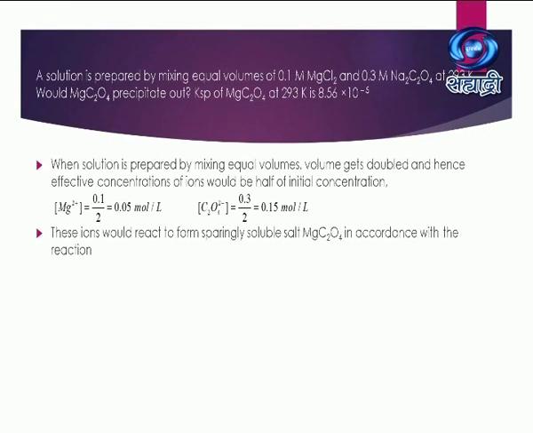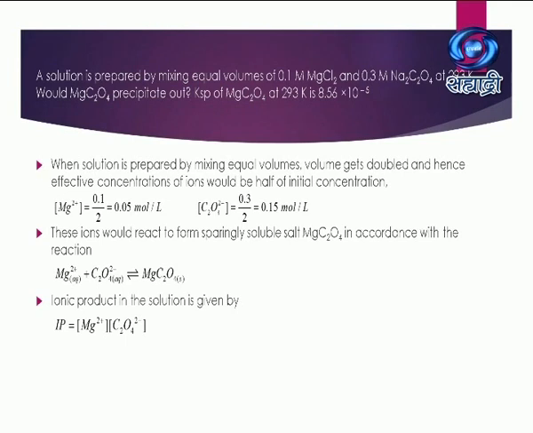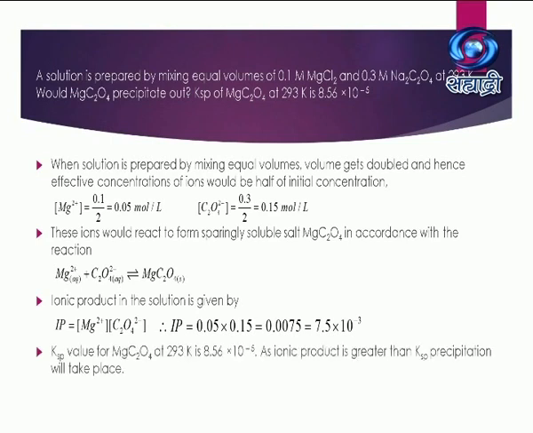These ions would react to form the sparingly soluble salt, magnesium oxalate, in accordance with the reaction. So this is our reaction: Mg2+ aqueous plus C2O4 2- aqueous reversibly gives MgC2O4 solid. The ionic product in the solution is given by IP is equal to the active mass of Mg2+ into the active mass of C2O4 2-. Substitute the values. The concentration of magnesium ions is 0.05, the concentration of oxalate ions is 0.15. So that comes out to be 7.5 into 10 raised to minus 3.